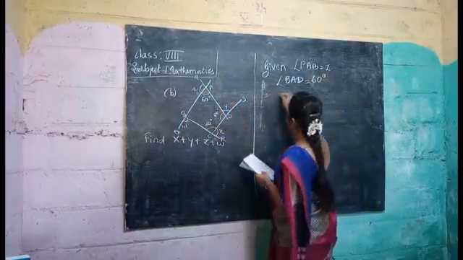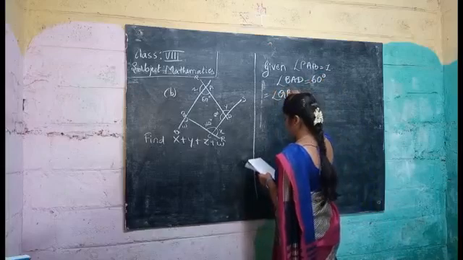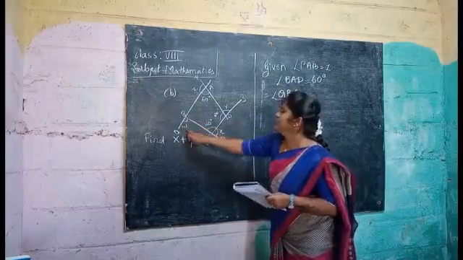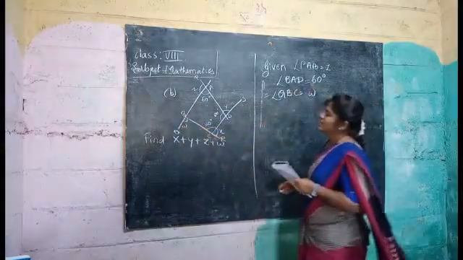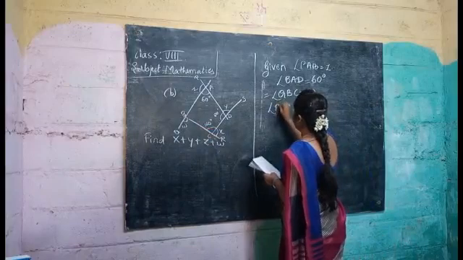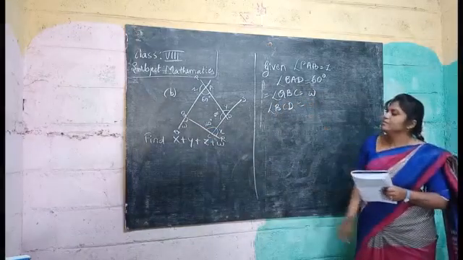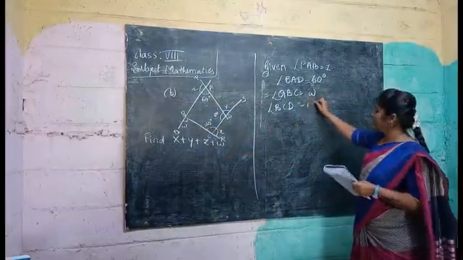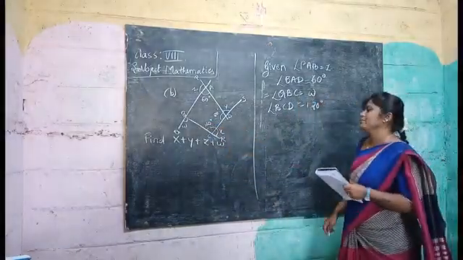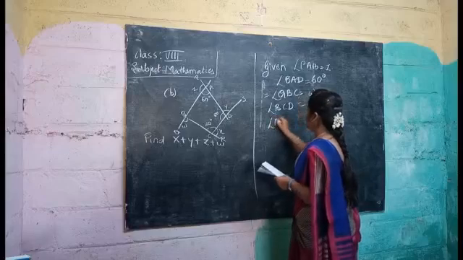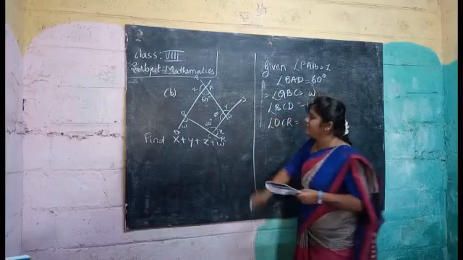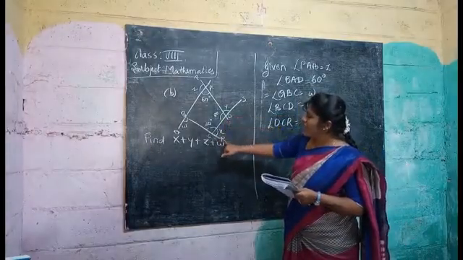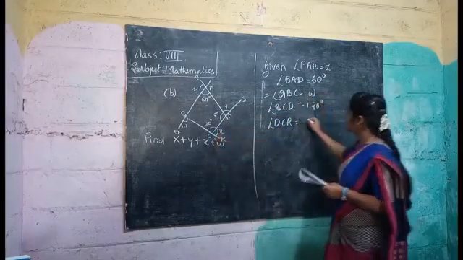Next one, angle QBC. Where is QBC? QBC. It is named as W. Next one, BCD. BCD is 120 degree. Next one, angle DCR. DCR. D is here, C is here, R is here. It is named as X.